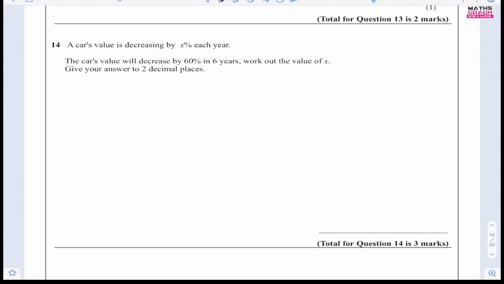Now, where do we start with this question? We know that it's a percentage decrease problem. We are told that it's decreasing by X% each year. We also know that after 6 years, the value of the car has decreased by 60%. So let's write down something from that piece of information. So a decrease of 60% is going to be 100% minus 60%. That gives us 40%. And to work out the multiplier for 40%, just divide by 100. So the multiplier would be 0.4. So let's give a value to the car.